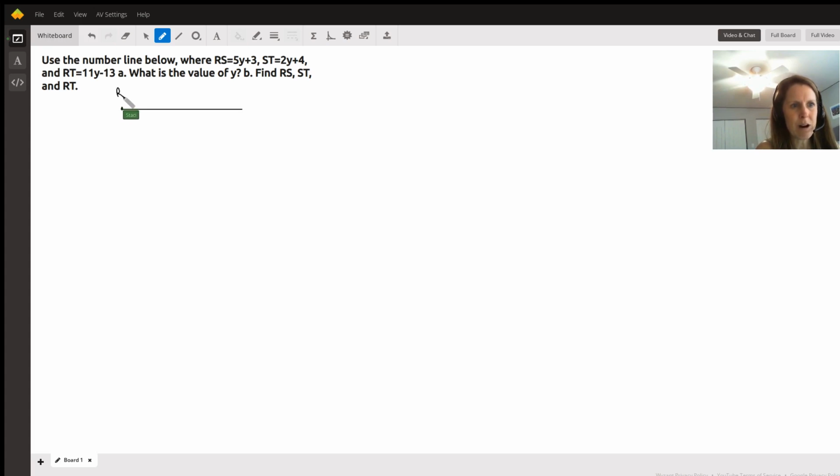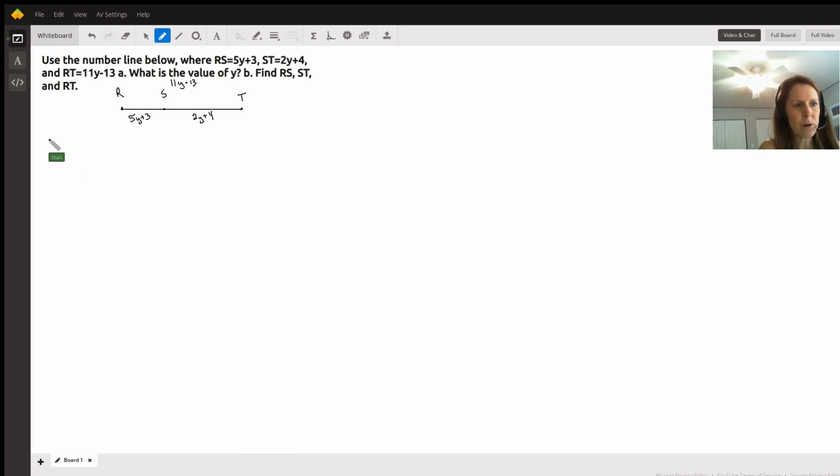So we have point R, point S, and point T all on a line. Then they give us some equations. We know that the length of RS is equal to 5y plus 3, and the length of ST is equal to 2y plus 4. Finally, they give us the information that the whole line RT is equal to the equation 11y minus 13.